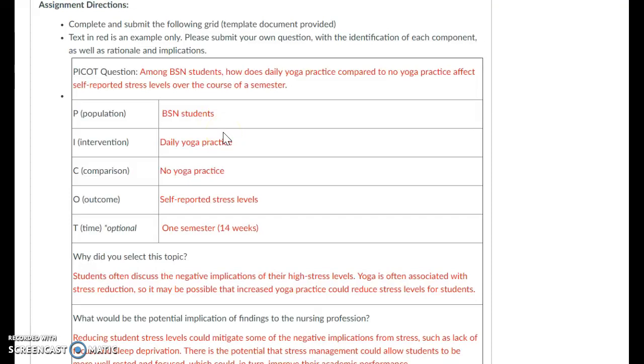I, as an educator, if I was looking at things that affect nursing education, let's say that my question was, among BSN students, how does daily yoga practice compared to no yoga practice affect self-reported stress levels over the course of a semester? So if that was my topic, this has all the components in it. My population is the BSN students. The intervention would be the daily yoga practice compared to no yoga practice. The outcome would be the self-reported stress levels. And for this one, I did do the optional time, which is 1 semester or 14 weeks.